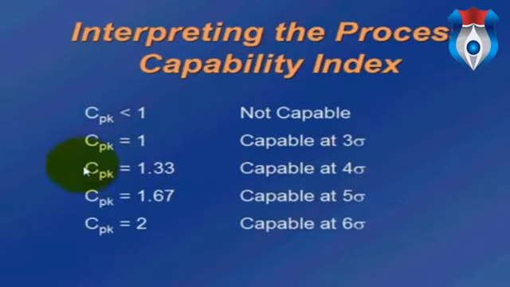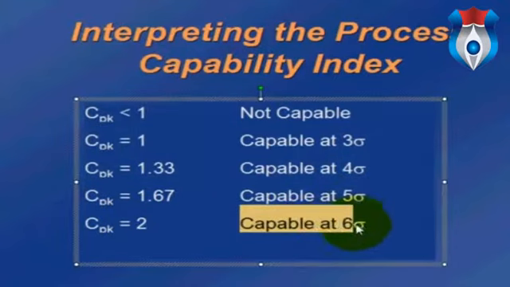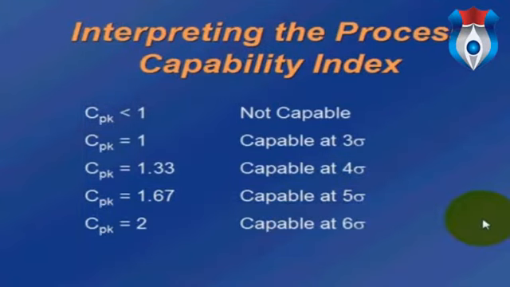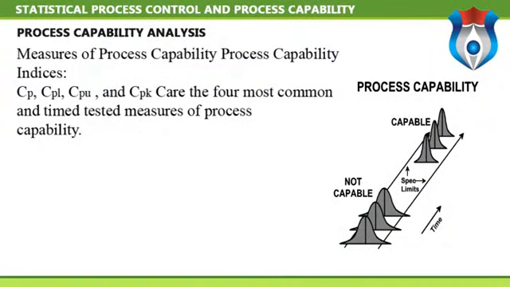And if you follow the math, it would be capable at 4 sigma at 1.33, 5 sigma at 1.67, and you simply double the 3 and you get a CPK of 2, we're going to be capable at 6 sigma.